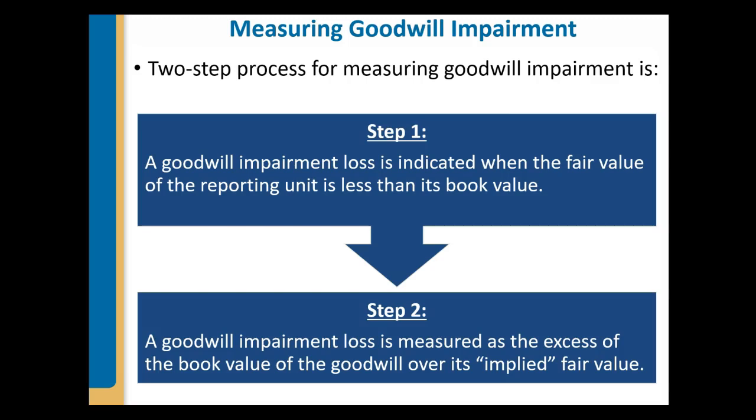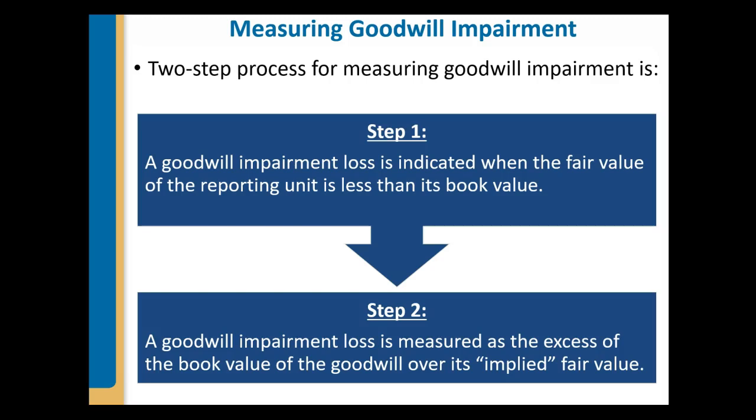But due to its unique characteristics, the value of goodwill is not associated with any specific cash flows and must be measured in a unique way. So by its very nature, goodwill is inseparable from a particular reporting unit. So for this step, we compare the value of the reporting unit itself with its book value. If the fair value of the reporting unit is less than its book value, an impairment loss is indicated.